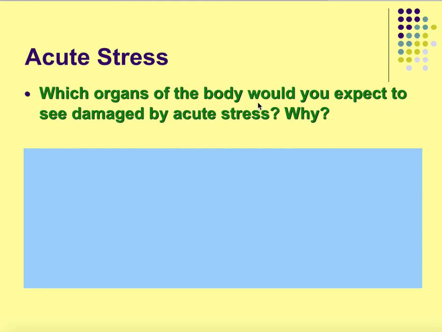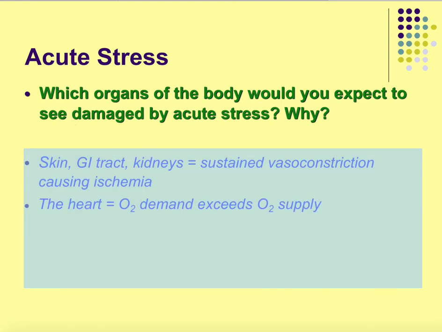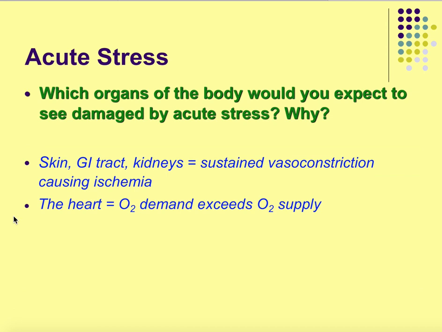So which organs of the body would you expect to see damaged by acute stress, and why? Well, think about the stress response, the GAS. Some of the things that the GAS does is it vasoconstricts blood to the skin, the GI tract, the kidneys. So that sustained vasoconstriction causes ischemia, interruption in blood flow to these areas. So you can expect these areas might become damaged if they're constantly getting a low blood supply.